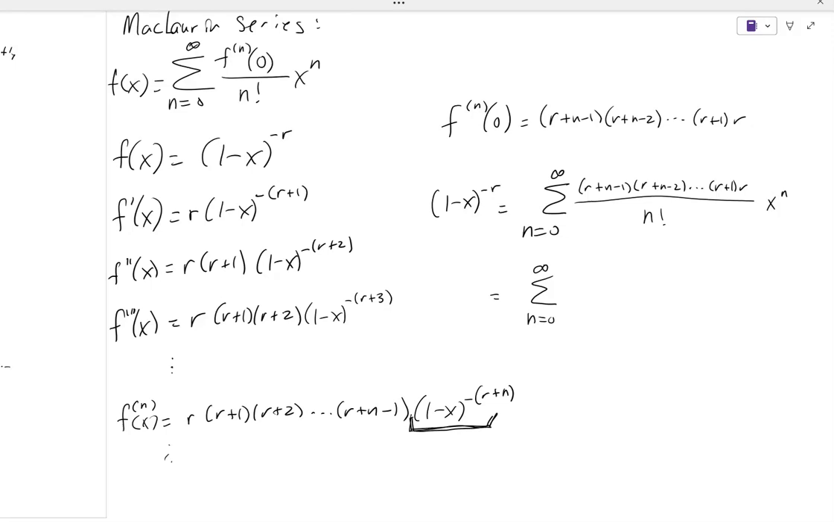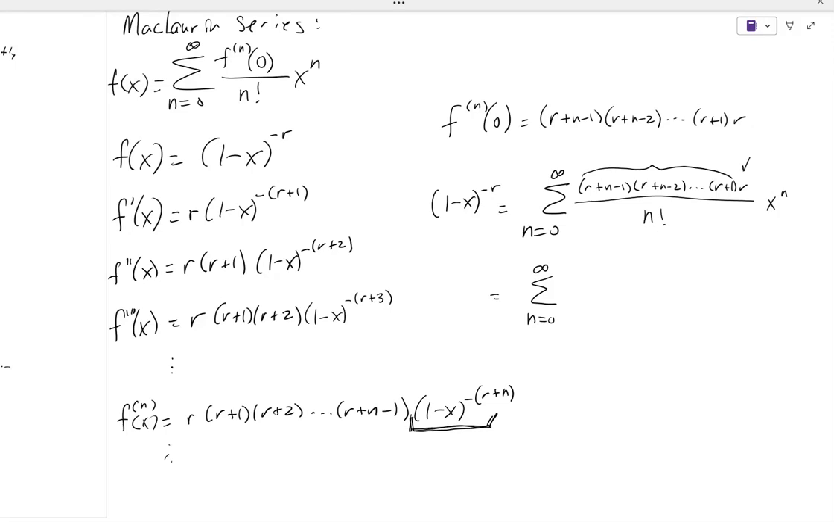All right. How many factors are here? How many factors are in that product? There's n of them in that product, right? It starts at r plus 0 and goes to r plus n minus 1, right? There's n factors in that product, and notice I also have an n factorial here, don't I? Okay.